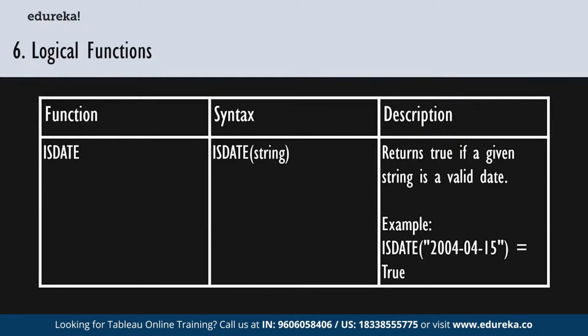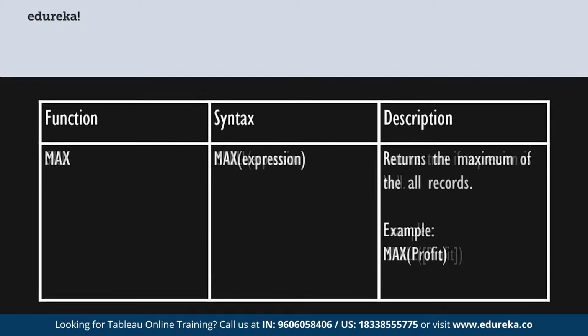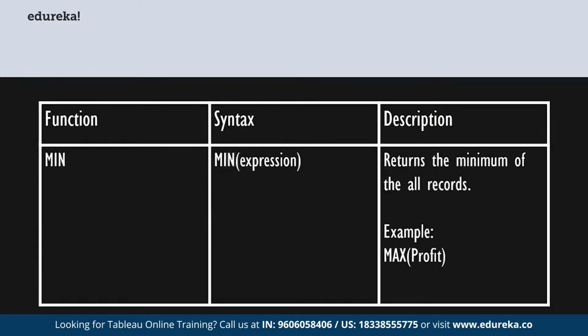Next we have isDate, which returns true if a given string is a valid date. It's no big deal. Then we have isNull, which returns true if the expression does not contain valid data, which is if your expression is null. Then we have max, which we have discussed many times before. It returns the maximum of all the records or the maximum of 2 expressions for each record. Then we have minimum, which does just the opposite. It returns the minimum of all records or the minimum of 2 records.